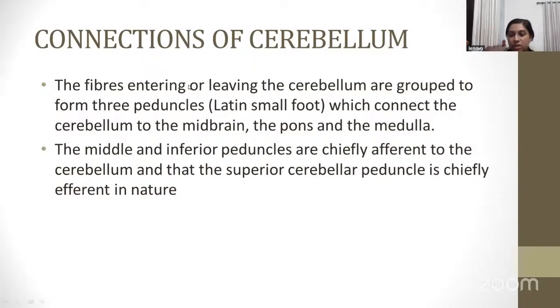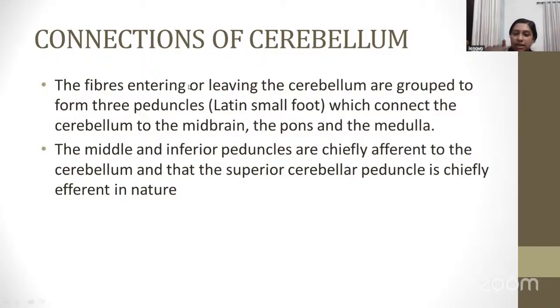Peduncles, in Latin, means small foot, which connect the cerebellum to the brainstem. The superior cerebellar peduncle connects the cerebellum with the midbrain. And the middle one connects the pons with the cerebellum. And the lower, or the inferior, connects with the medulla.